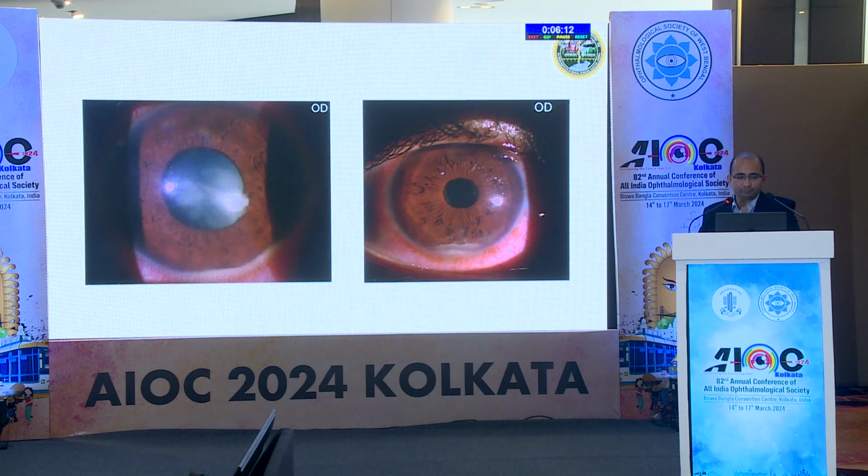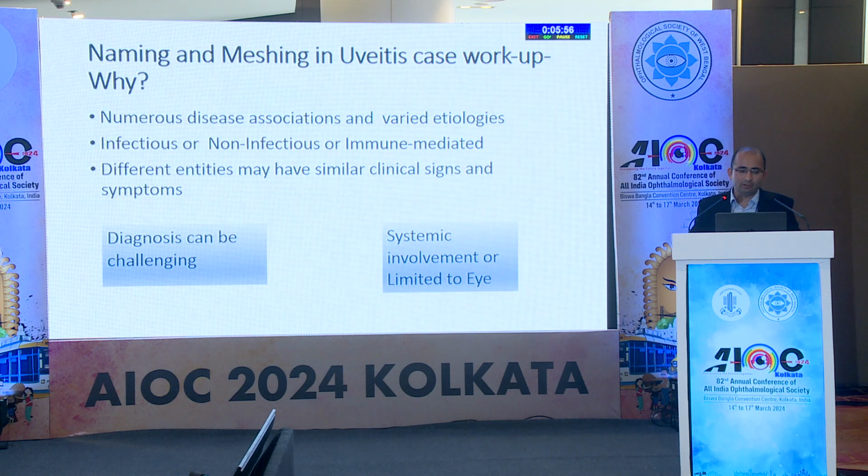intraocular inflammation. So coming to these two images, we can see that they have a similar kind of presentation. Both have a hypopyon uveitis. So in these kinds of situations, we will have to go back to our history and a good clinical examination. Why should we do naming and meshing in our basic uveitis case workup? There are numerous disease associations and varied etiologies. These can be infectious, non-infectious, as well as immune mediated. And different entities may have a similar clinical presentation, like which I have shown in the previous slide.